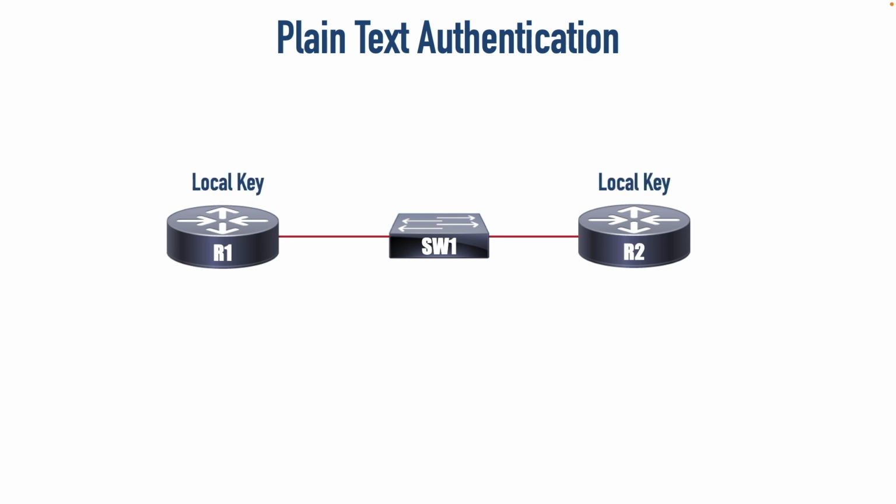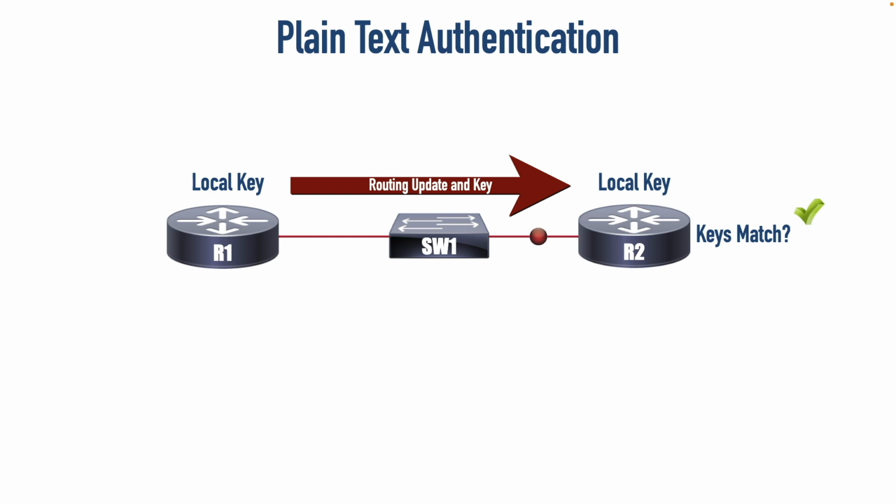Let me give you an idea of why we might need this. Let me visually show you what I was talking about. With plain text authentication, we've got a pre-shared key on both of our routers. And with plain text authentication, when we send a routing update, the bad news is we send the key in plain text, like the password. And if our keys match, then yeah, you can accept my routing update. The bad news is, what if the keys match, but they're coming from an attacker?